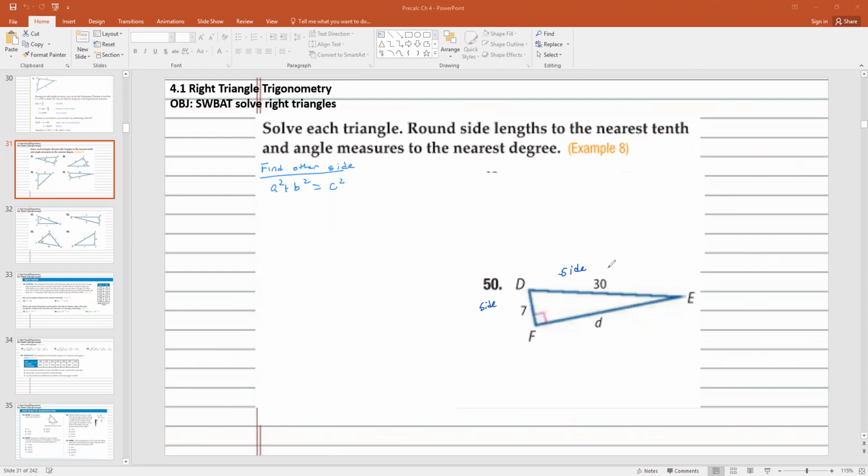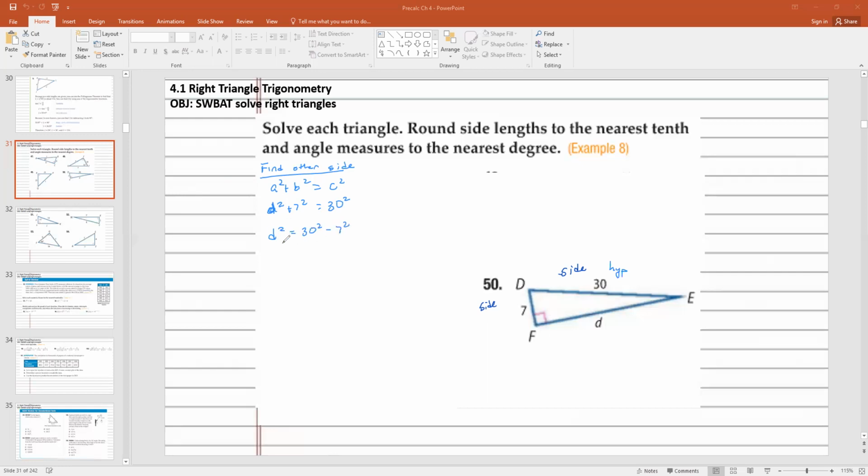So there we go. Our c is 30 squared equals, we can let our a be 7 or our b be 7. I'll let the a be 7. So a squared plus 7 squared equals 30 squared. Oh, sorry, it should be d. It says d there. All right, so we have that. Now we want to solve for d. So we're going to subtract 7 squared from both sides, and we get 30 squared minus 7 squared.